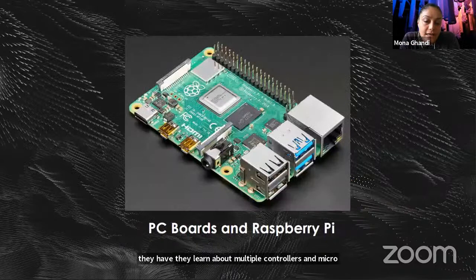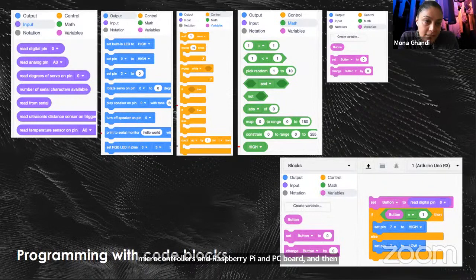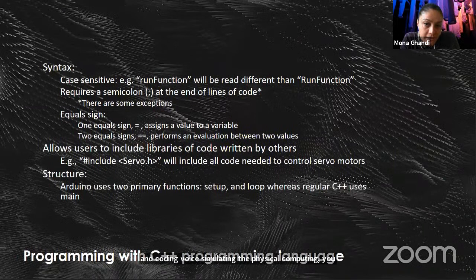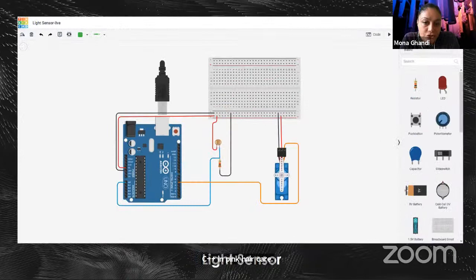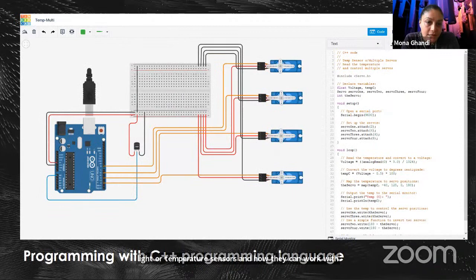And then using Tinkercad, as I discussed, it's a free online software that you can use for programming and coding while simulating physical computing. We show them how they can write code with code blocks or C++ in Tinkercad, and then show them how they can make a circuit with different sensors and actuators, such as force sensors, range, light, or temperature sensors.